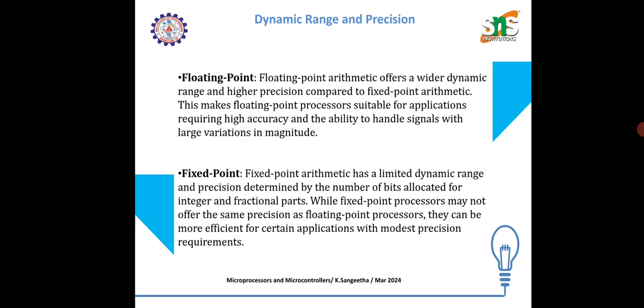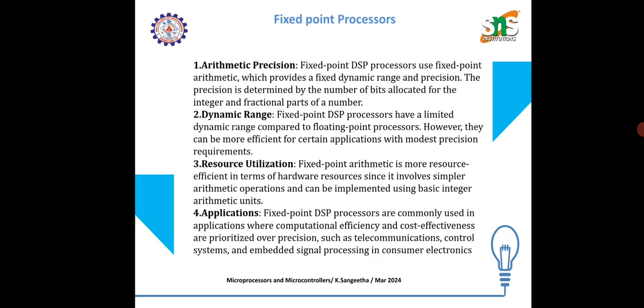So this makes floating point processors suitable for applications requiring high accuracy and the ability to handle signals with large variations in magnitude. Fixed point arithmetic has a limited dynamic range and precision determined by the number of bits allocated for integer and fractional parts. While fixed point processors may not offer the same precision as floating point processors, they can be more efficient for certain applications with modest precision requirements.